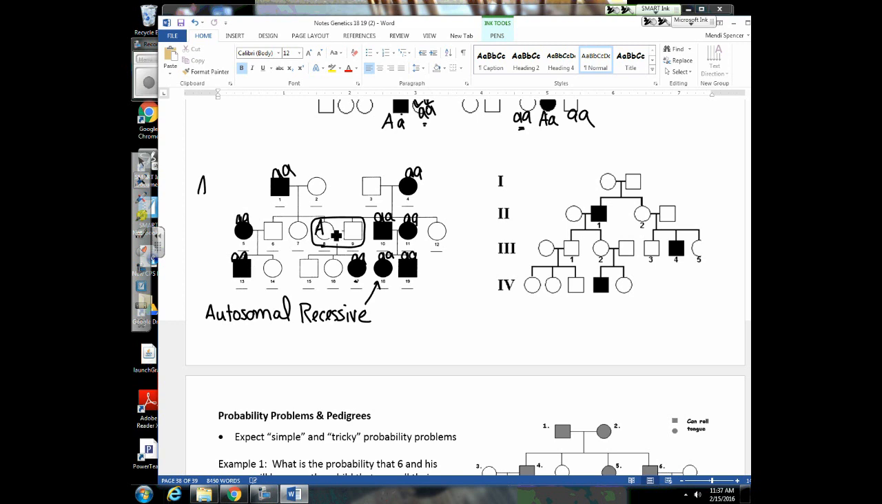We would know these parents were big A, little a because of this child right here. But if we take a look at the other children that they have, we know that they could pass on a big A, or big A, little a to this child and to this child. So here's a situation where we have a couple question marks.